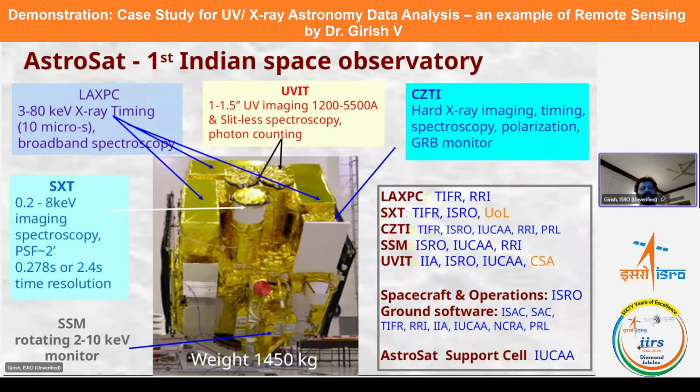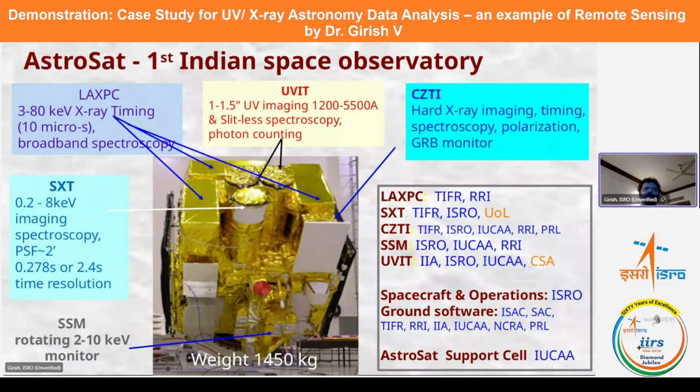UVIT, as I mentioned, is a product of the Indian Institute of Astrophysics with ISRO and IUCAA. The Canadian Space Agency has provided the sensor required for UVIT. The Scanning Sky Monitor is the only one which is not co-aligned, and it will be looking in another direction. It was developed at ISRO, at the U R Rao Satellite Centre, Bangalore. The spacecraft and operations are taken care of by ISRO, with the ground software from multiple institutes.